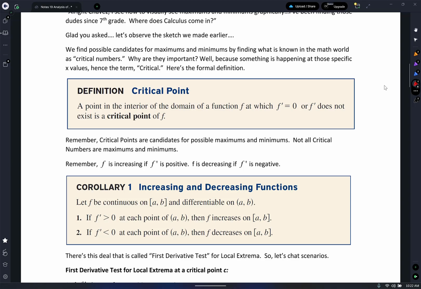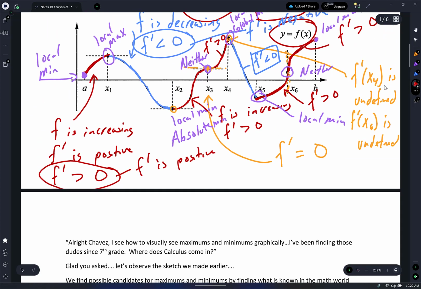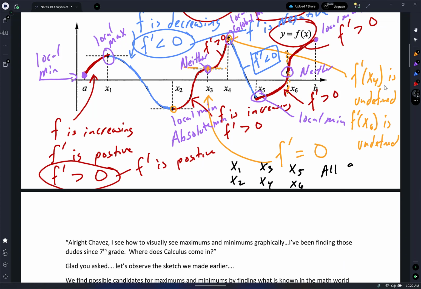Critical point. A critical point is like where something's happening. Sometimes it's a max, sometimes it's a min, sometimes it's neither, just like these. So all these, x1, x2, x3, x4, x5, all those are critical points. So I'm going to write x1, x2, x3, x4, x5, x6, all those are critical points. What are you talking about, critical point?